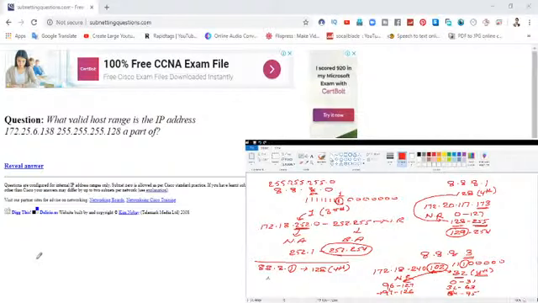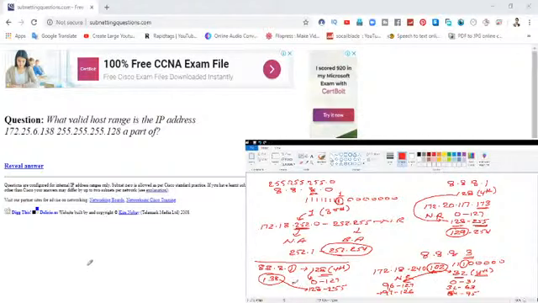So the network range: as we have a jump of 128 in the fourth octet, and the IP address's fourth octet is 138, the first network will start from 0 to 127. The second network is 128 to 255. So this value 138 belongs to this network.